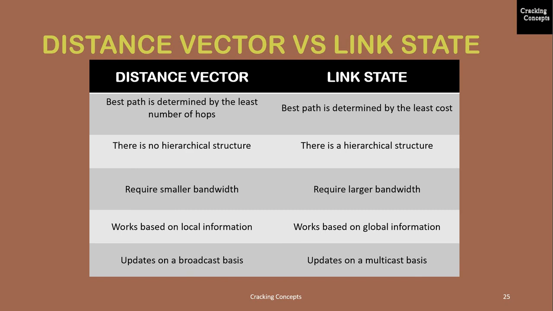In distance vector, it updates its table with information about its neighbors. So it works based on local information. Whereas in link state, it has the information of the whole network. Therefore, it works based on global information. Distance vector updates based on broadcast, whereas link state updates based on multicast.